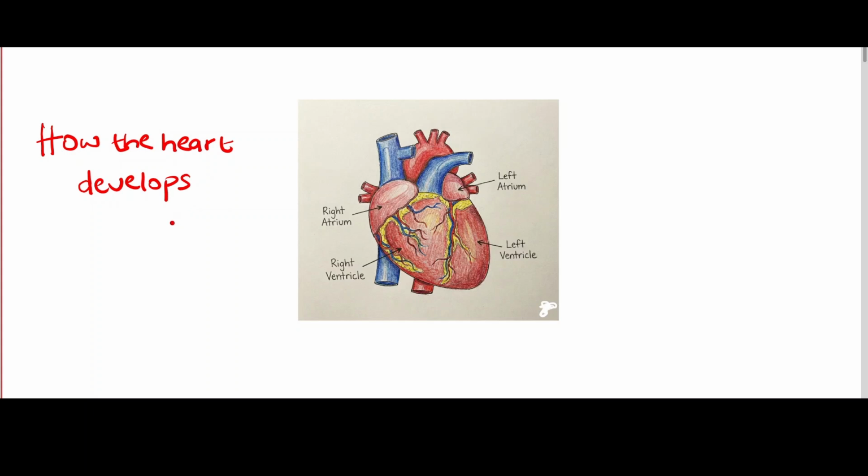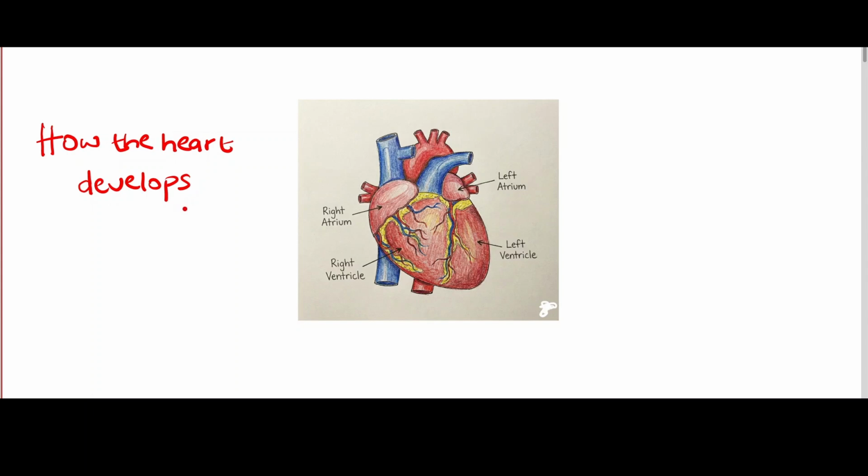Alright, so in this video, we are going to talk about how the human heart develops. Now, the heart is actually the first functional organ to develop in the embryo.